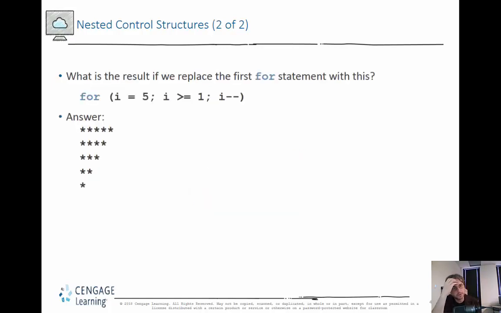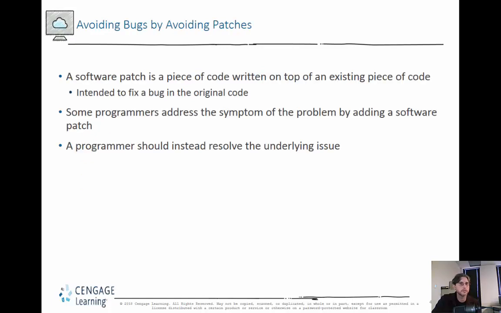This example is very similar, except it counts down instead of counting up. You've got for i equal to 5, and notice the update is i minus minus. The test is while i is greater than or equal to 1. So it's counting down. If you were to change the inner loop to that... Oh, I'm sorry, it's the outer loop instead of the inner loop. All right, we'll look at some more of those examples in the review questions.